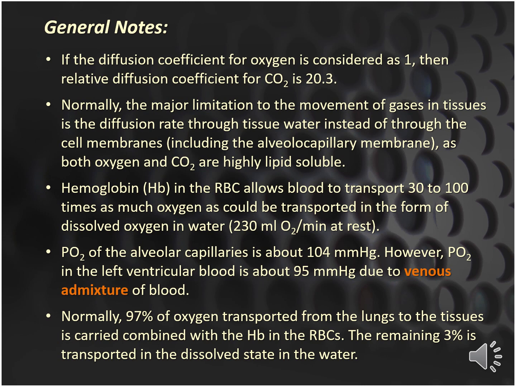Normally, 97% of the oxygen transported from the lung to the tissues is carried combined with the hemoglobin in the RBCs. The remaining 3% is transported in the dissolved state in the water.